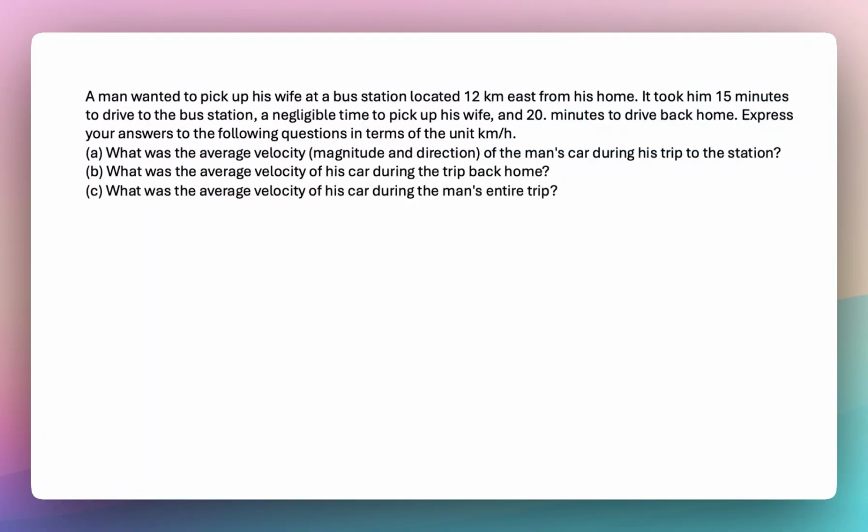So that will really help us understand and clarify if we have any doubt. So the man wanted to pick up his wife at a bus station located 12 kilometers east from his home. So this is the home, and he's going to go 12 kilometers eastward to the bus stop. Okay, and this is 12 kilometer eastward.